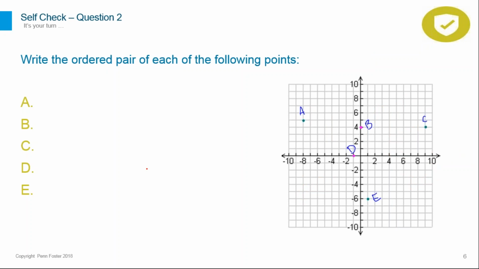This is another question that you should pause the video for, do, and then come back for the answers. Write the ordered pair of each of the following points. So it is the other way around. We have the points plotted on the Cartesian plane or the coordinate plane. You have your axes, y and x. You need to write out the ordered pair of each of those points.